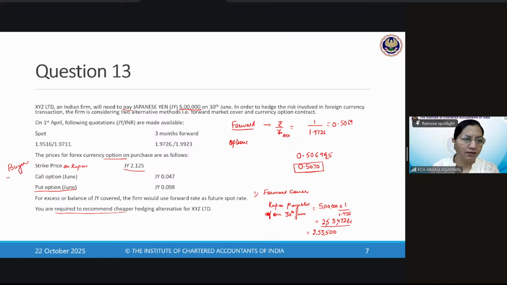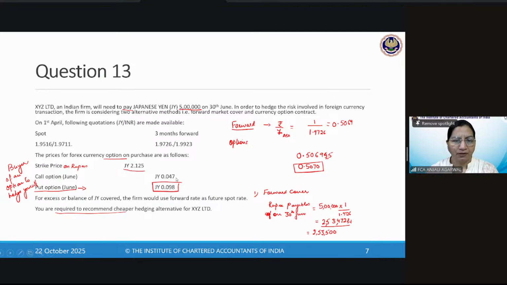But if you want to be a buyer of an option to hedge yourself, taking a sales position can be a little speculation. So that can be very risky also. So whenever the question says that you want to hedge yourself, hedge by being a buyer of an option. So being a buyer of an option, the suitable option for you is the put option. It also has a premium of Japanese yen 0.098 per rupee.